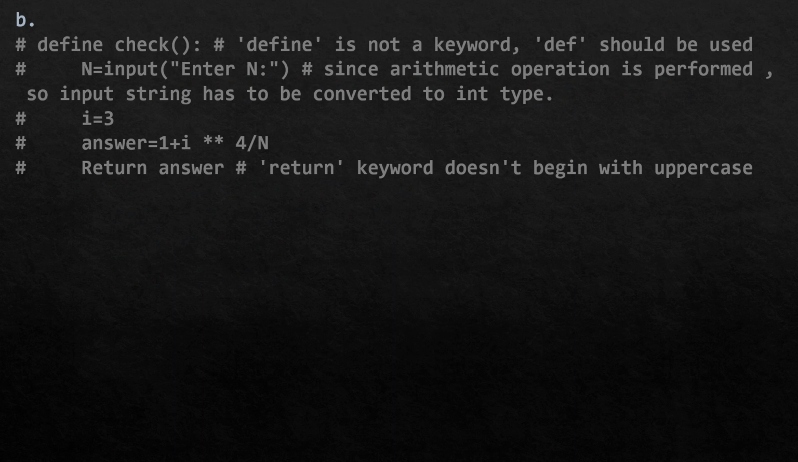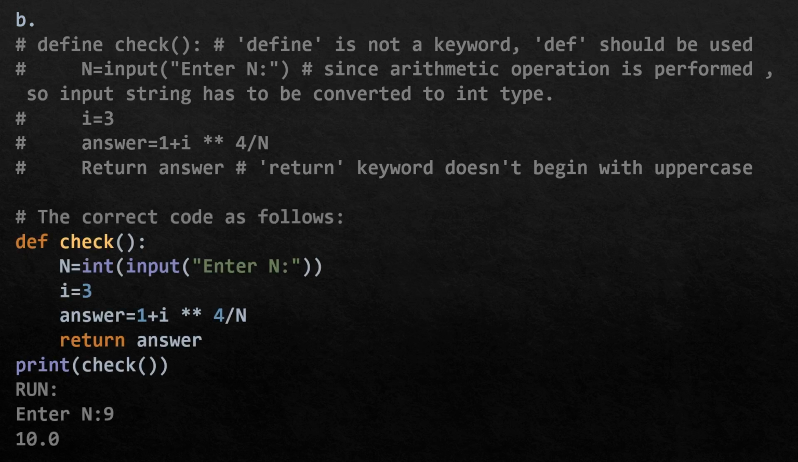Now we have to find out the errors in this code. As you can see here, define check. Here define is not a keyword. We have to use def instead. Now n is equal to input enter n. Here, since we have to do some arithmetic operation, the value which is entered has to be converted into integer type. It should not be kept as it is, string type. So we can't just write input directly. We have to convert into int. That is the second error. Now the last error is the return statement: the return keyword should not be written in uppercase. It has to be written in lowercase.